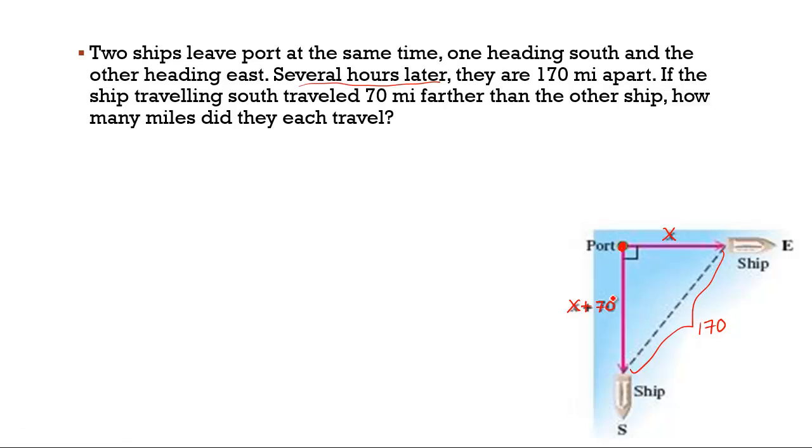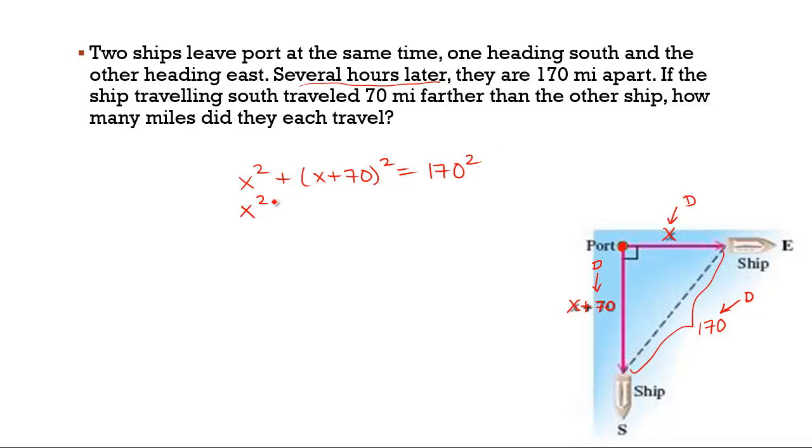And so that's the distance, and that's the distance, and they told us the distance here. So because we don't know anything about their rates or their times, we can't make a rate-time distinction here, but we can look at it as a Pythagorean theorem situation. So here we know that x squared plus x plus 70 squared is going to equal 170 squared, according to the Pythagorean theorem. So now this is a quadratic equation that we can now solve using one of our methods.